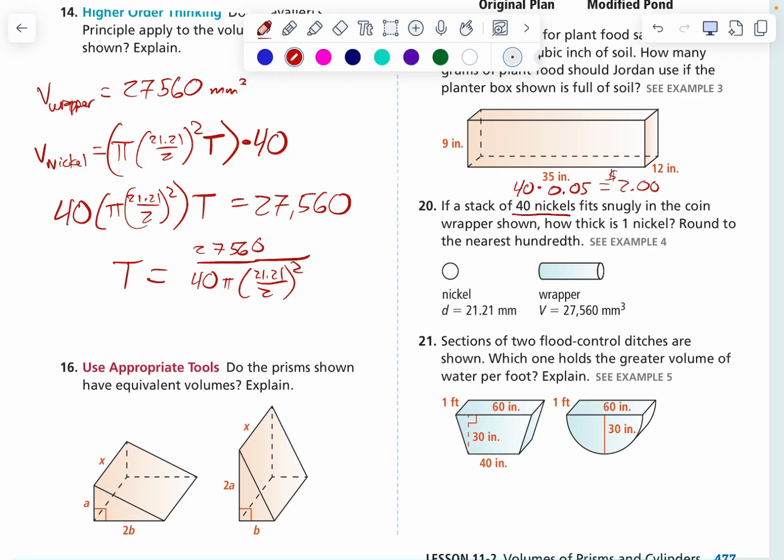Pi r squared h, but they called it thickness. And then we have 40 nickels. So we're ignoring if there's any space between them, like we're saying that they're perfectly stuck together, right? So if you take 40 of these little nickels, it's the exact same volume as that container for them. Does that help? Okay. Any others on the homework? Cool.